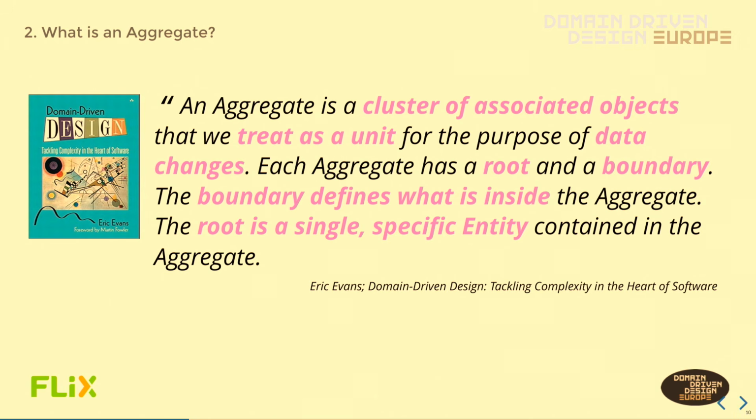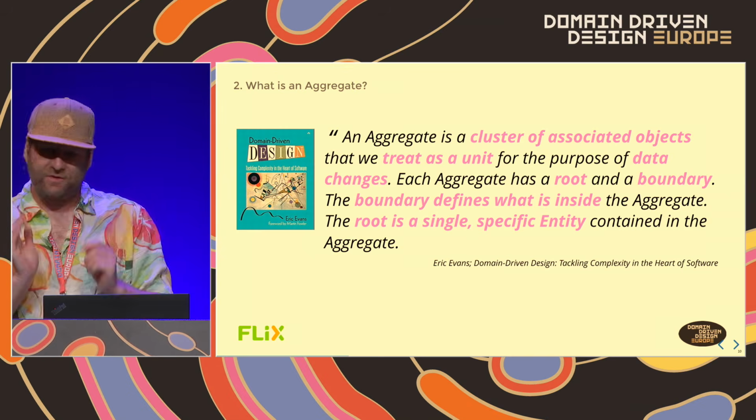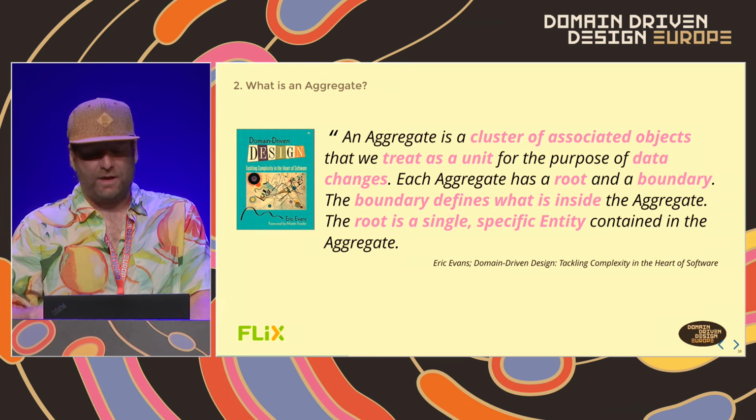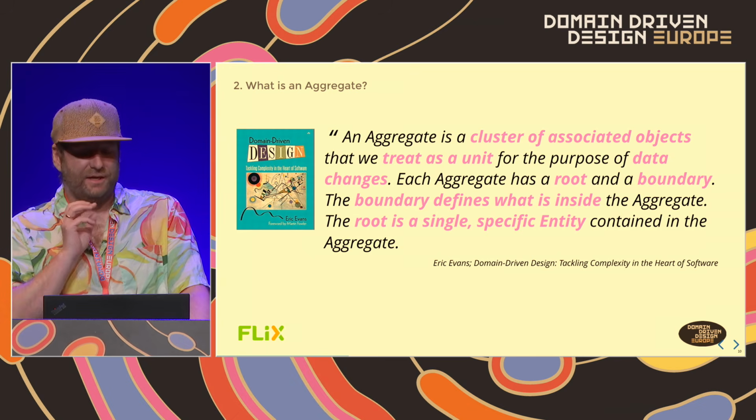An aggregate, again, it's a quote from Eric Evans from the Blue Book. An aggregate is a cluster of associated objects that we treat as a unit for the purpose of data changes. Each aggregate has a root and a boundary. The boundary defines what is inside the aggregate, and the root is a single specific entity contained inside the aggregate.